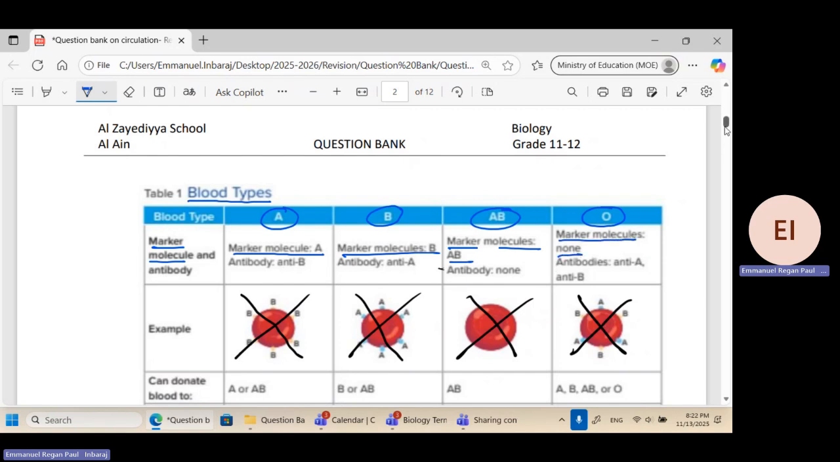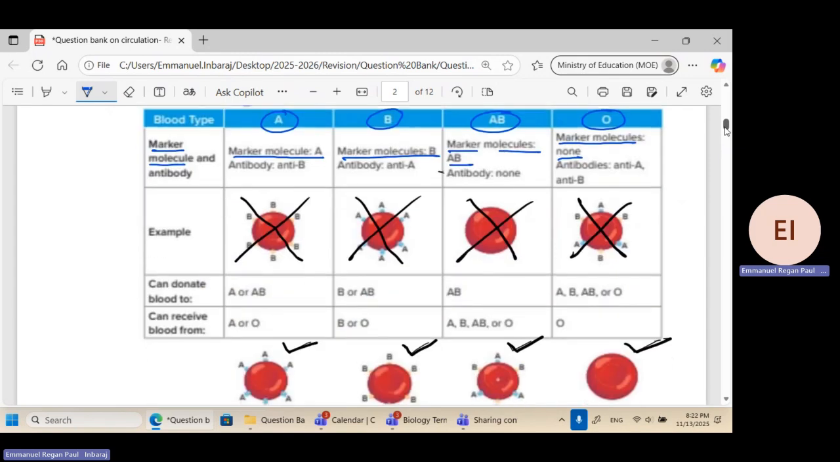So what you have to do is look at this diagram. Okay, don't follow this diagram. This is a wrong diagram that's given in your textbook. Okay, this is on page number 11. The diagram that is given in your textbook is wrong. Follow this.